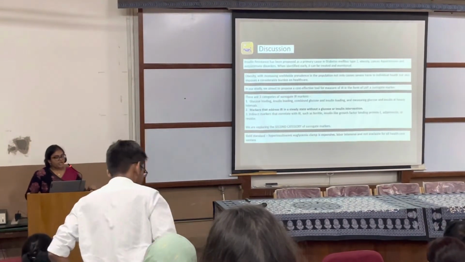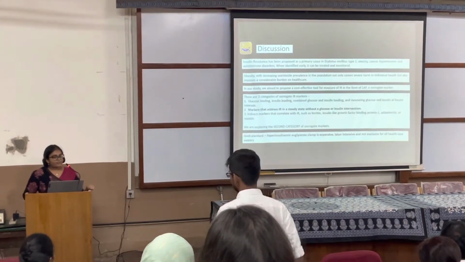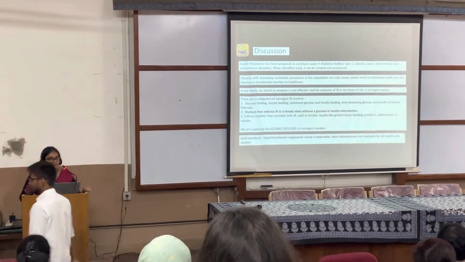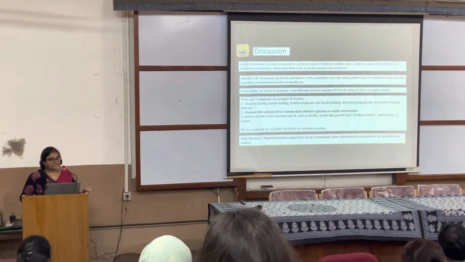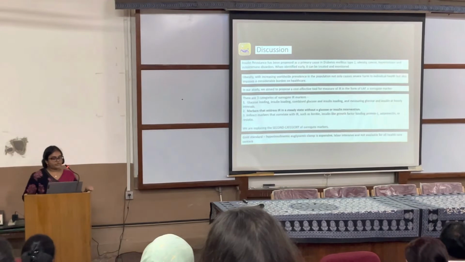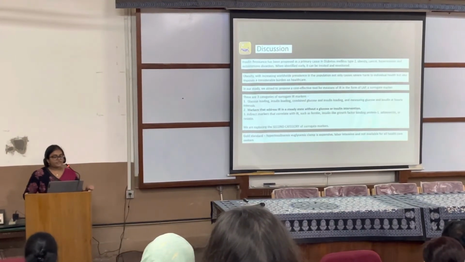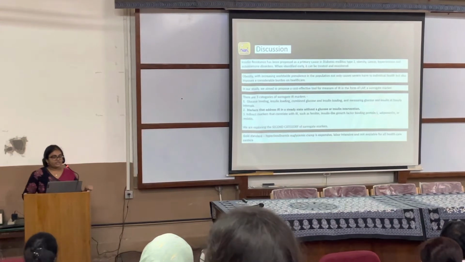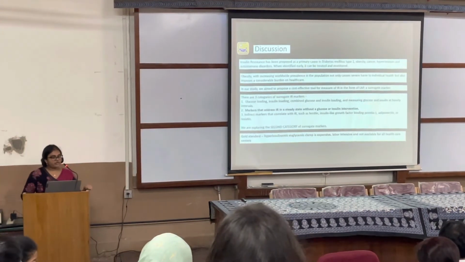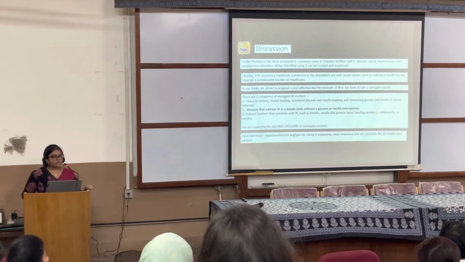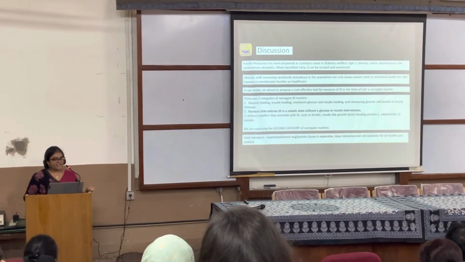The discussion. Insulin resistance, as we propose, is a primary cause in diabetes mellitus type 2, obesity, cancer, hypertension, and autoimmune disorders. When identified early, it can be treated as well as monitored. Obesity, with increasing worldwide prevalence in the population, not only causes severe harm to individual health, but also imposes a considerable burden on healthcare.